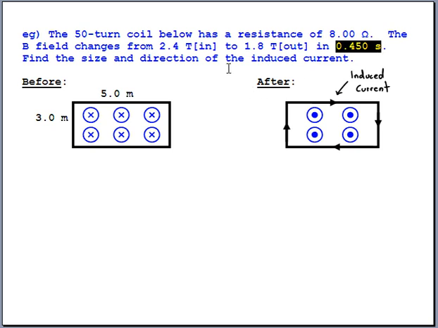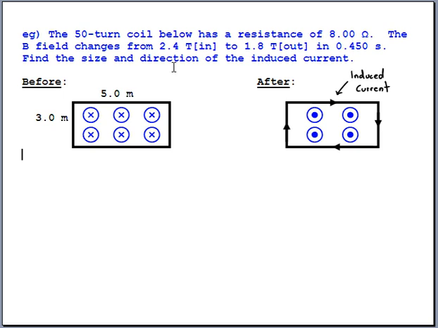As soon as you stop changing that magnetic field, even once you leave it at 1.8 Teslas out, that current goes away. But during that 0.45 seconds it takes you to get there, that current will be happening. Hey, we've got half the battle done. We have found the direction for the induced current. Now we have to go find size. And as I cautioned you before, this example has a couple of little curveballs in it.